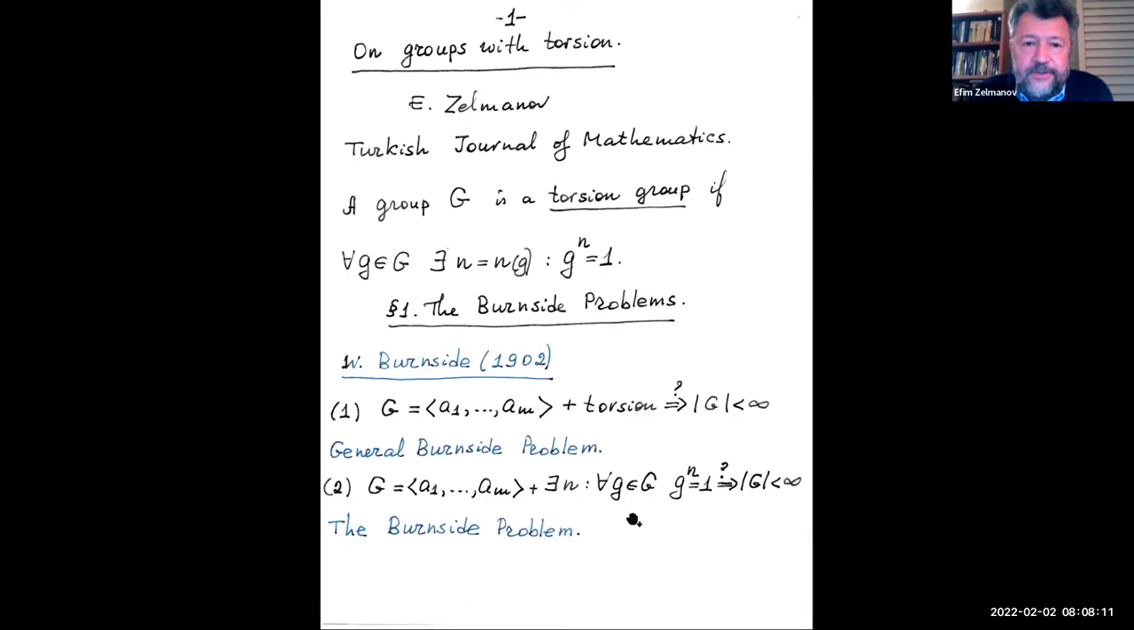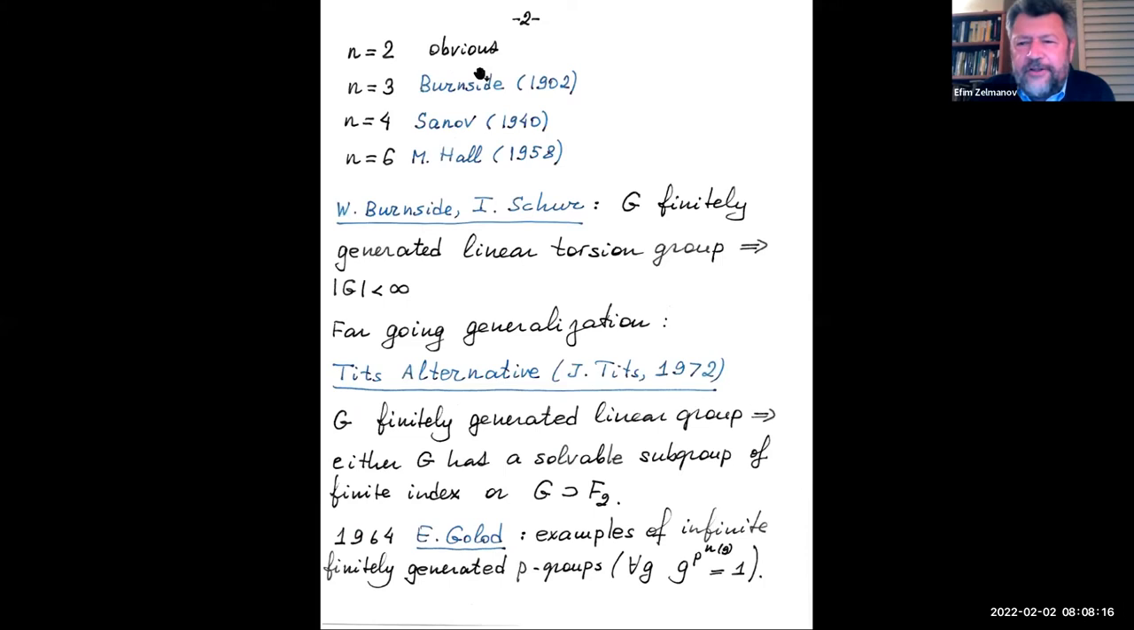For n equal to 2, it is obvious: the group is abelian, everything is obvious. Burnside himself did it for exponent 3. It was not difficult. Ivan Sanov did it for exponent 4. It was pretty difficult in 1940. Then Marshall Hall did it for exponent 6, and it was very difficult. Since then, no other exponent, a positive solution was found. So for example, for n equal to 5, the question is still open.